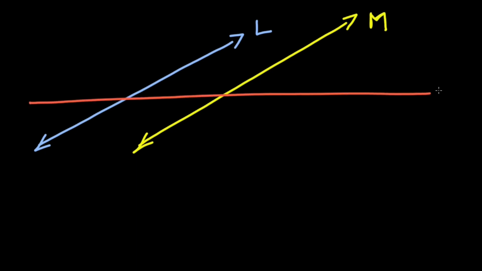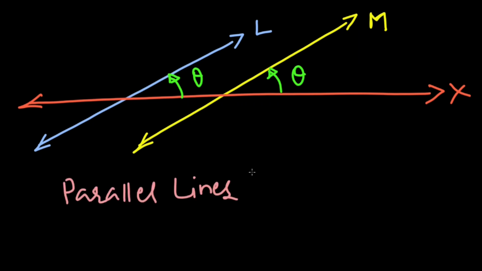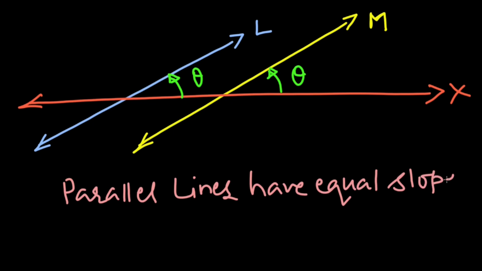If line L is parallel to line M, then their inclinations theta will be same, their slopes will also be same. So therefore parallel lines have equal slopes. What about slopes of perpendicular lines?